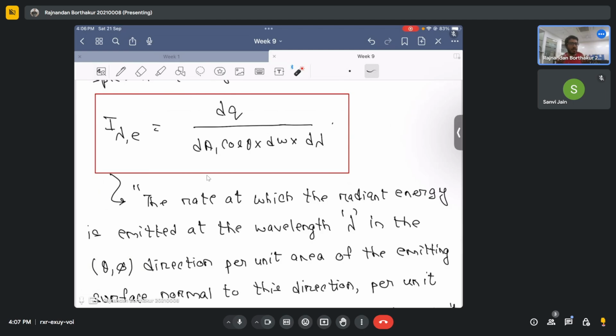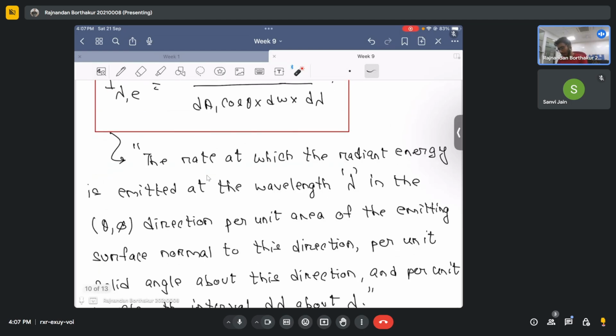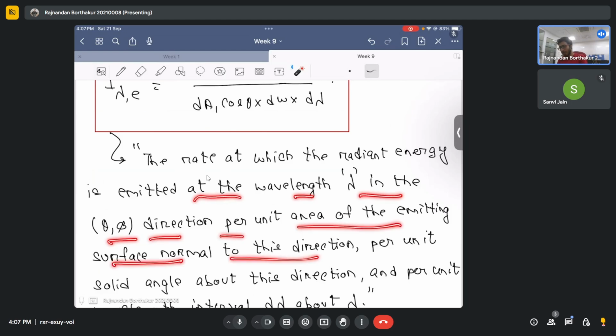Basically, because we deal with direction in radiation, we deal with it with respect to the spherical coordinate system, and that's why we call it the direction theta phi. This means that the radiant energy emitted from a surface is a function of the wavelength. It's also a function of the direction in which we are looking. That's why it says emitted at the wavelength lambda in the theta phi direction per unit area of the emitting surface normal to this direction.